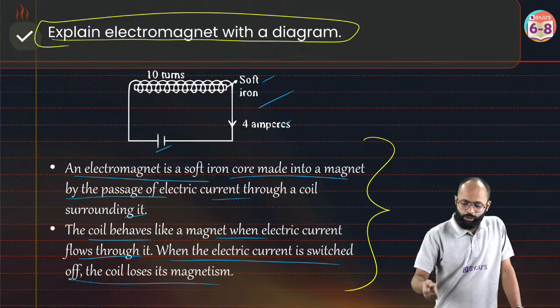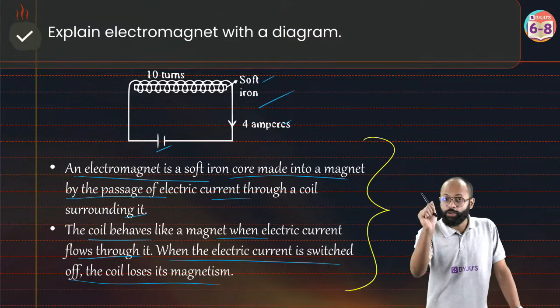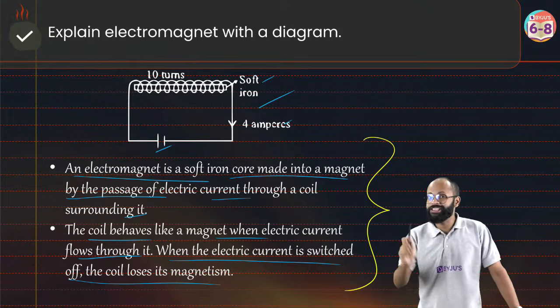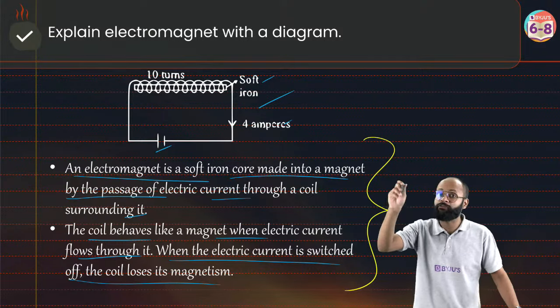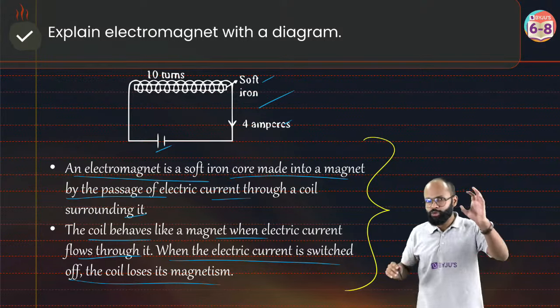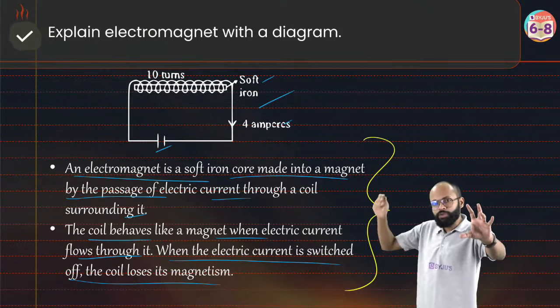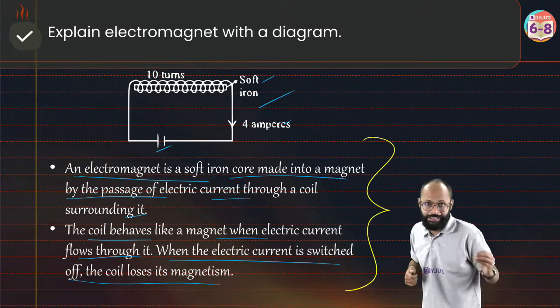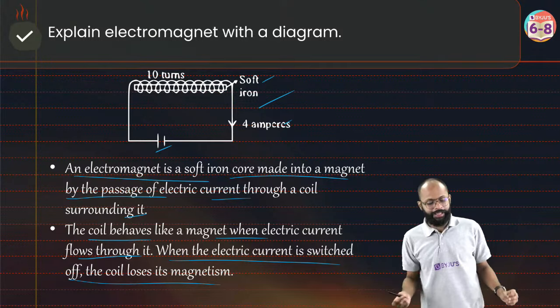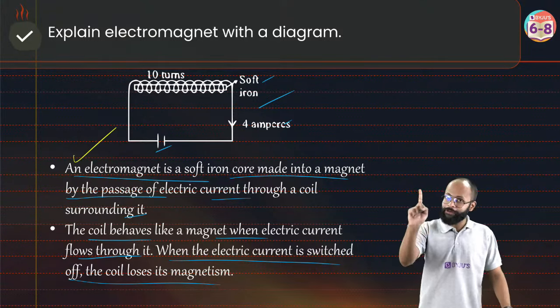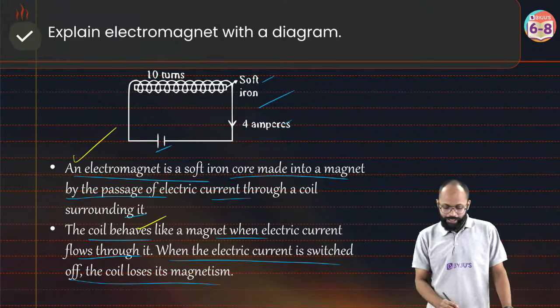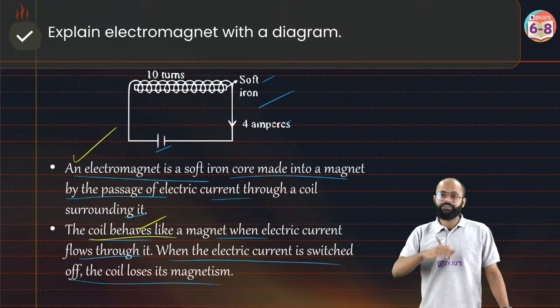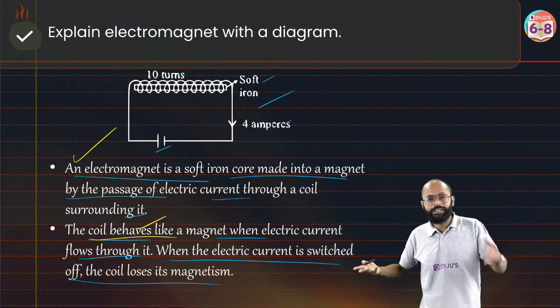Thank you. See, the question is not to draw the diagram of electromagnet. The question is, explain electromagnet with the diagram. So you have to make a diagram, and then using this diagram, you have to explain the electromagnet. Means you have to write text. What is electromagnet? You have to write. And then you have to write, the coil behaves like a magnet with electric current. How it works. Clear ho gayi baat?